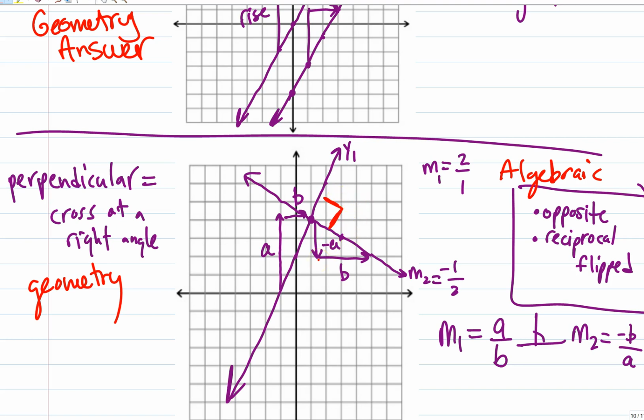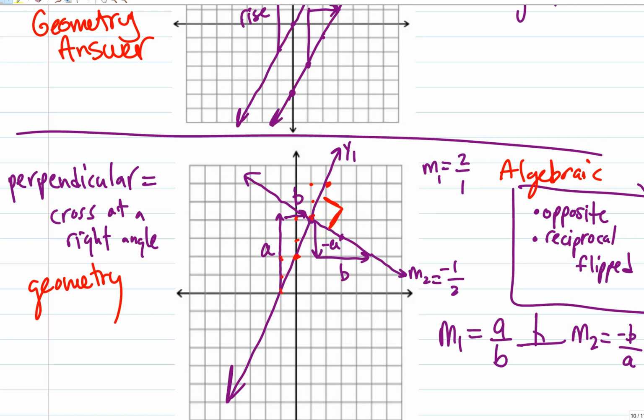This one goes up 2 and over 1. Up 2 and over 1. If I want to go to another point, up 2 and over 1. Are you seeing that slope? To get to another point, up 2 and over 1. This one right here, or Y1, has a slope of 2 over 1. Agreed? This one right here is perpendicular because I drew it to be perpendicular.